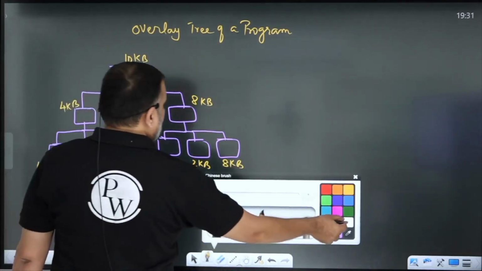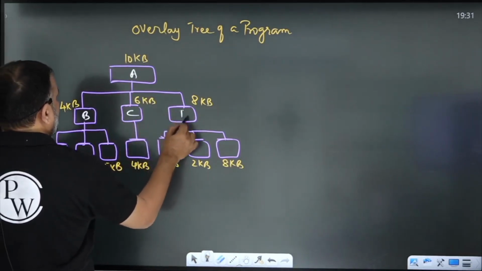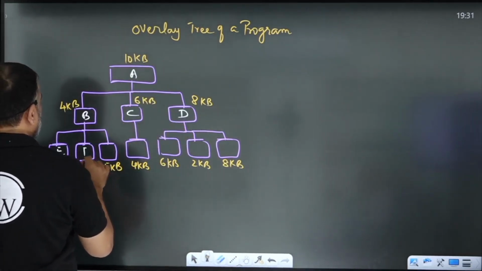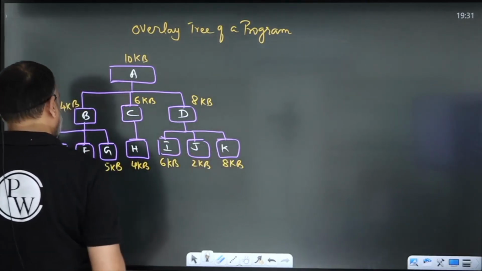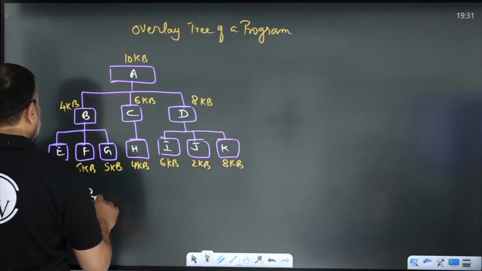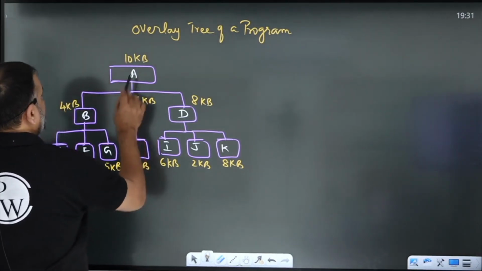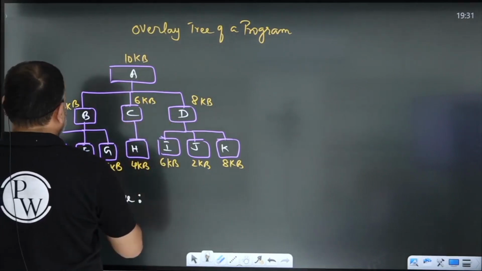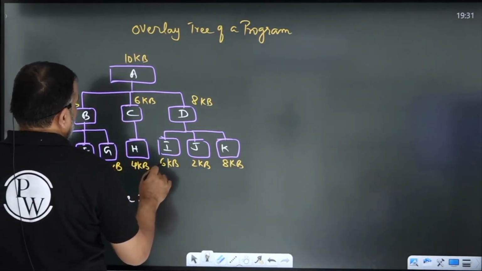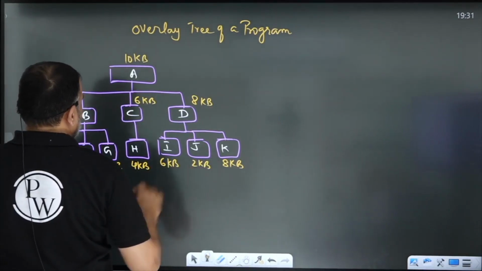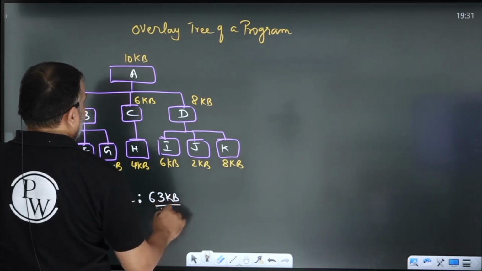Let us name the modules: module A, module B, C, D, E, F, G, H, I, J. Total program size is nothing but the sum of all the modules. So 10 plus 4, 14, 20, 28, 32, 38, 43, 47, 53, 55, 63. Total program size is 63 KB, the sum of all the modules.